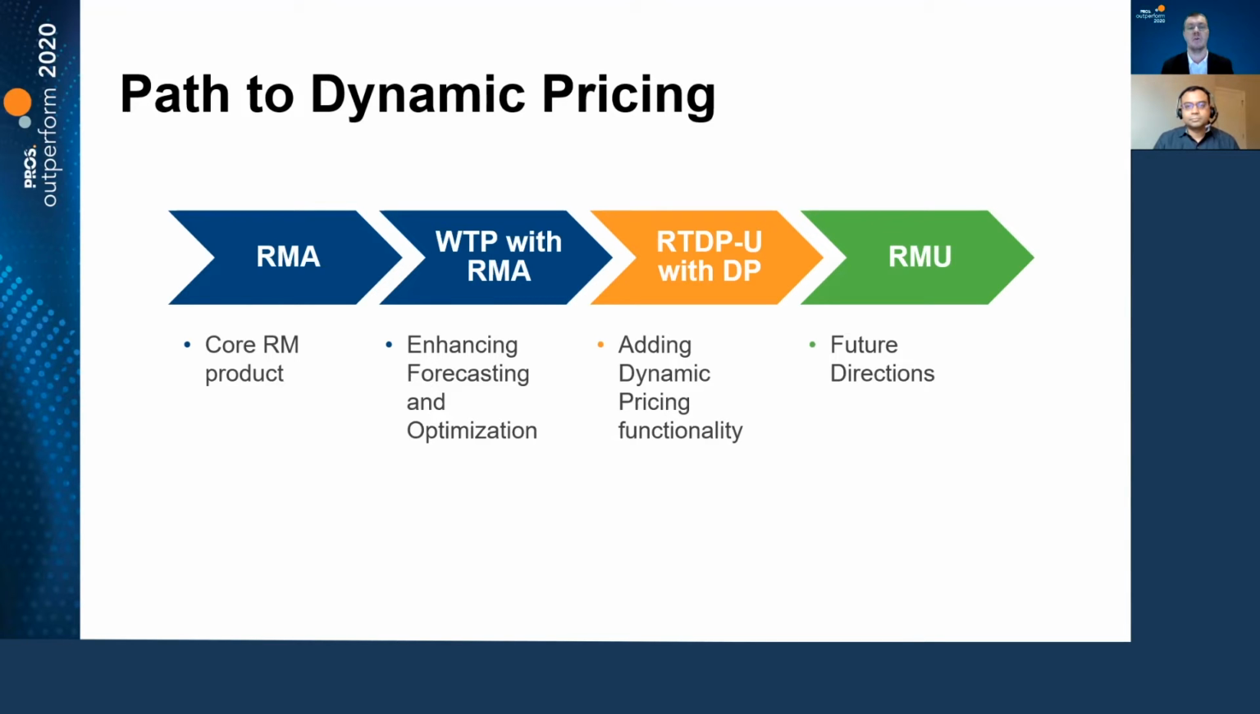This starts off with our core RM product, RM Advantage. It extends into the willingness to pay, which is a new forecasting and optimization process, and that enhances the capabilities of the RM Advantage edition. This is then carried on into RTDP Ultimate, which provides dynamic pricing functionality associated with price adjustments. Lastly, we can look into the future directions, where we look towards the RM Ultimate edition of the RM product to incorporate continuous pricing functionality. Let's look into a little bit more detail in each of these areas.